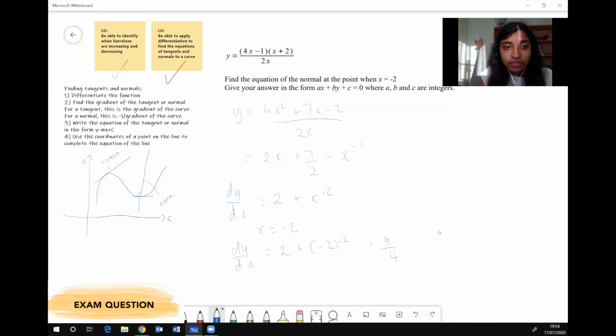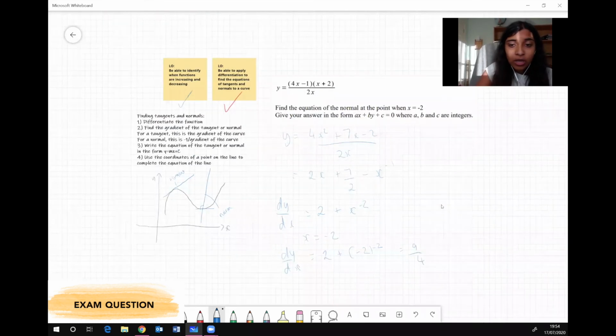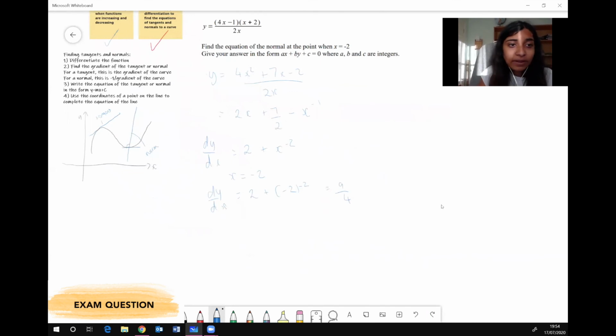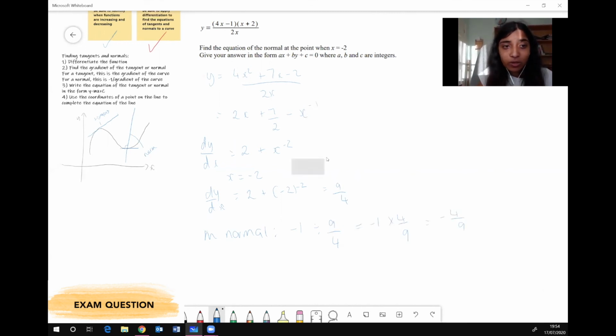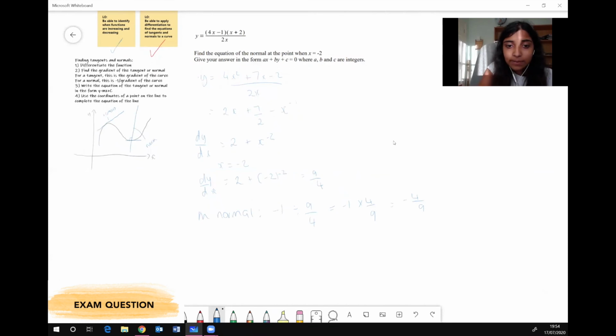So now, to find the gradient of our normal, that is just -1 over the gradient of the curve. So m of normal would be -1 divided by 9 over 4, which is the same as -1 times 4 over 9. So that would just be equal to -4 over 9. So now if we want to write the equation of the normal in the form y equals mx plus c, we have y equals -4 over 9 x plus c.